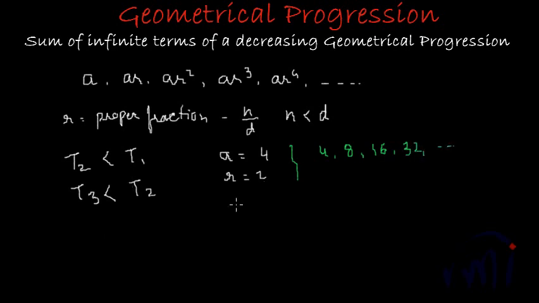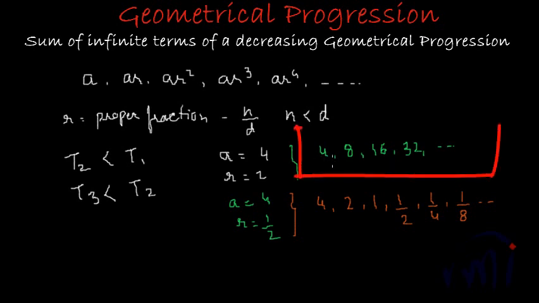And what will happen if I take the value of a as 4 itself and the value of r I take as 1 by 2? In this pattern, first term will be a, which is 4, second term will be ar, which will be 4 by 2, that is 2, right? Third term will be 1, fourth term will be 1 by 2, right? And fifth term will be 1 by 4, and sixth term will be 1 by 8, isn't it?